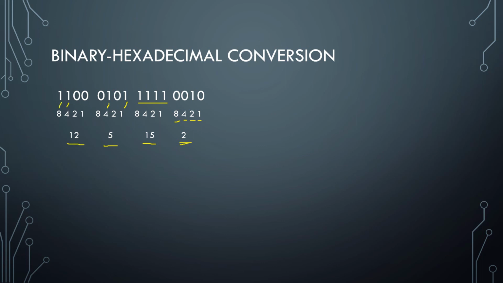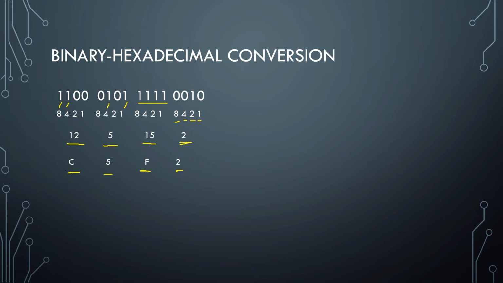So now we have these decimal intermediates. We're going to convert these to hexadecimal. So 2 in decimal just equals 2 in hexadecimal. 15, remember, we have to write as the letter F. 5 can be written as 5, and 12 has to be written as the letter C. So this is the full conversion.